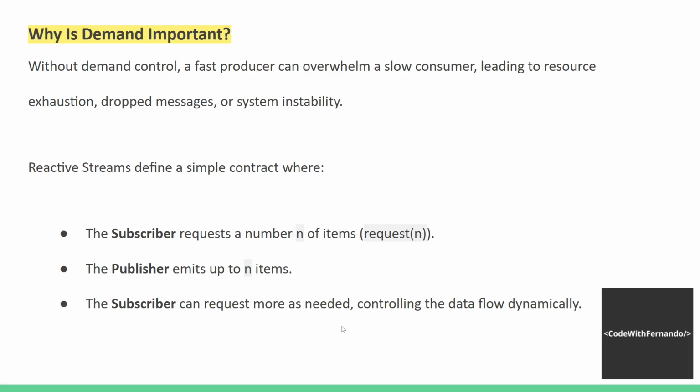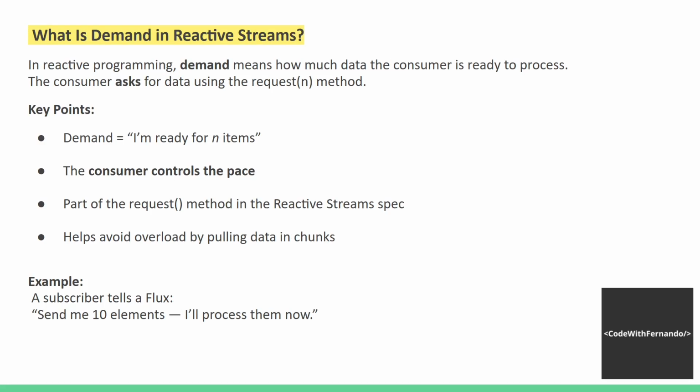Okay, why is demand important? Without demand control, a fast producer can overwhelm a slow consumer, leading to resource exhaustion, dropped messages, or system instability. Reactive streams define a simple contract where the subscriber requests a number of items. The publisher emits up to n items. Again, the subscriber can request more as needed, controlling the data flow dynamically.